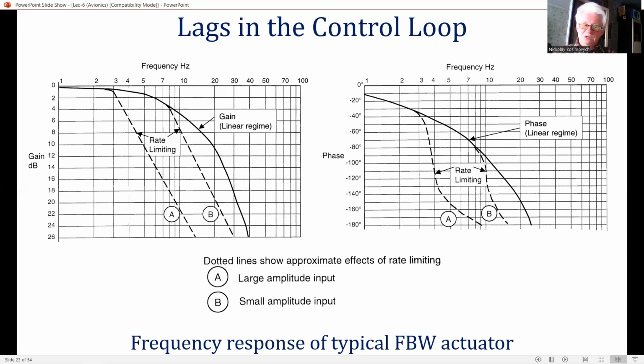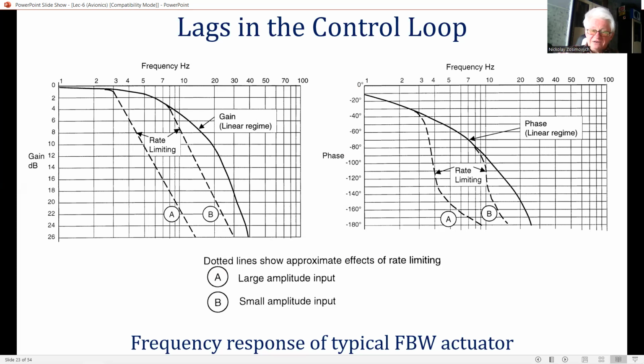Actuator response. The response of the actuator at low frequency is basically that of a first-order low-pass filter. But as the frequency increases, the lags in the first stage actuation system become dominant. The output/input ratio falls at an increasing rate, and the phase lag rapidly increases. The frequency response of a typical fly-by-wire actuator is shown in this figure.